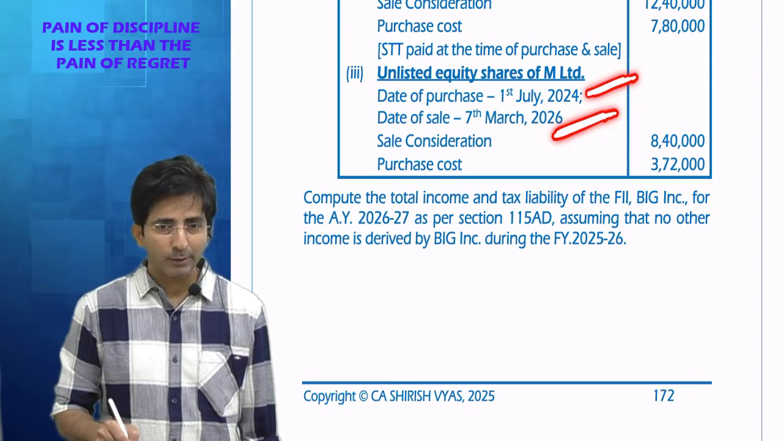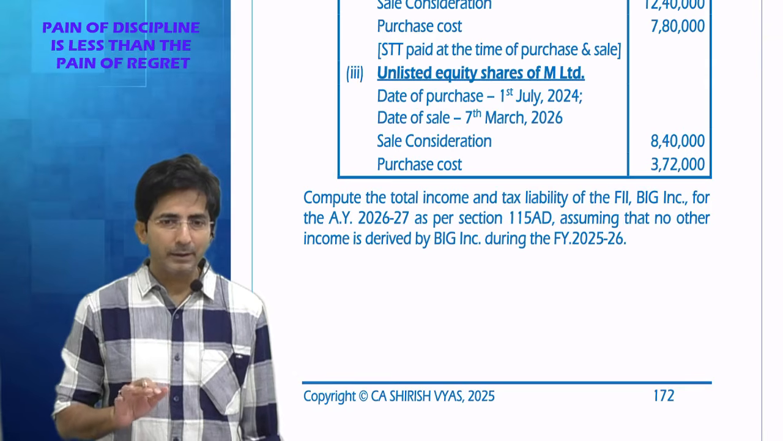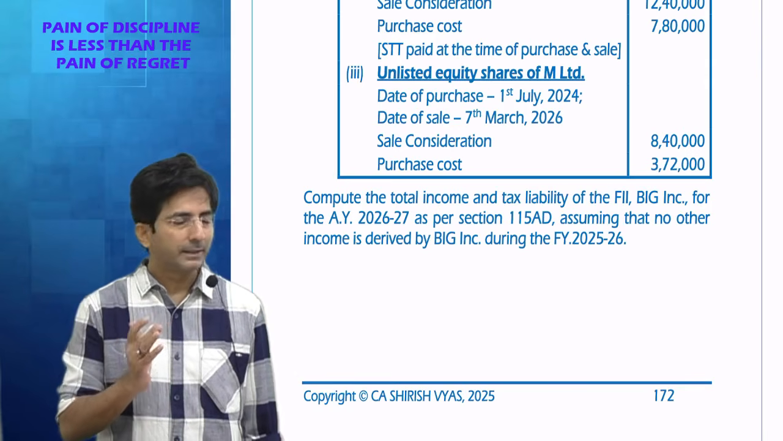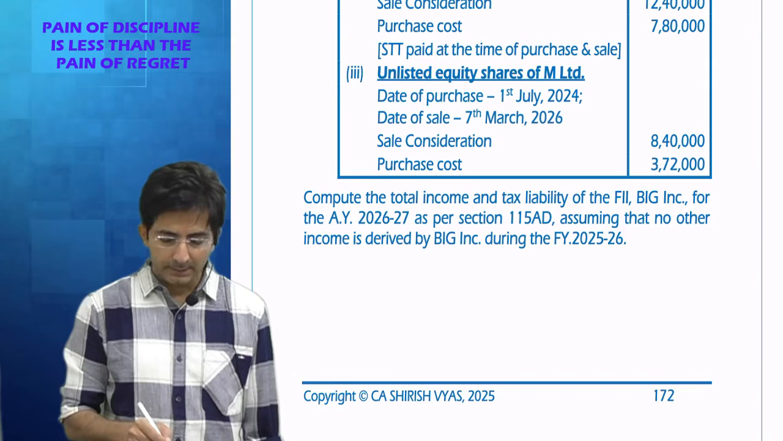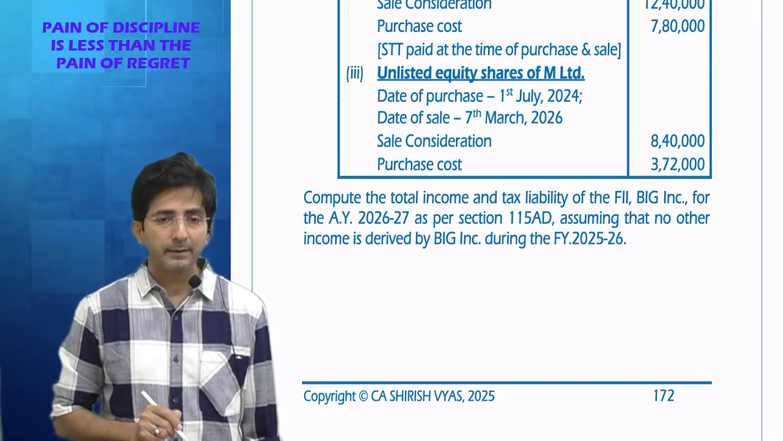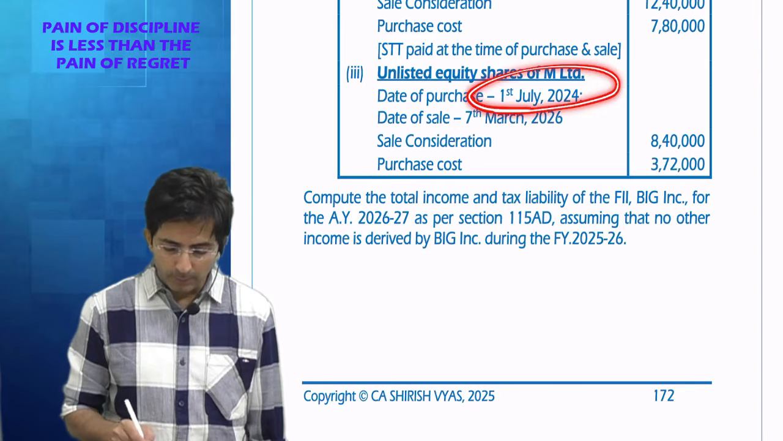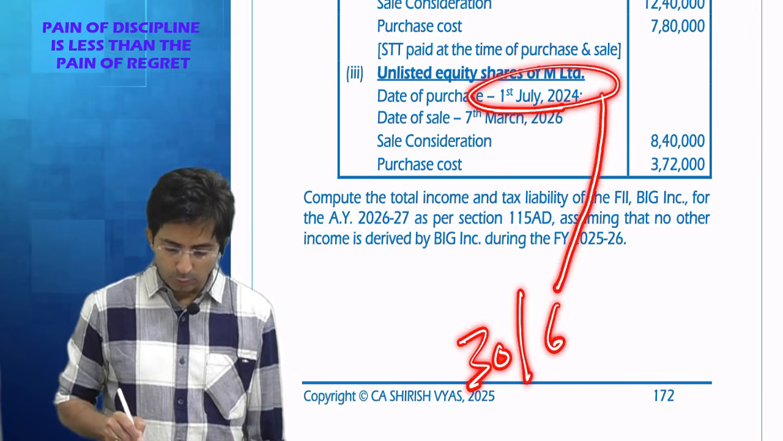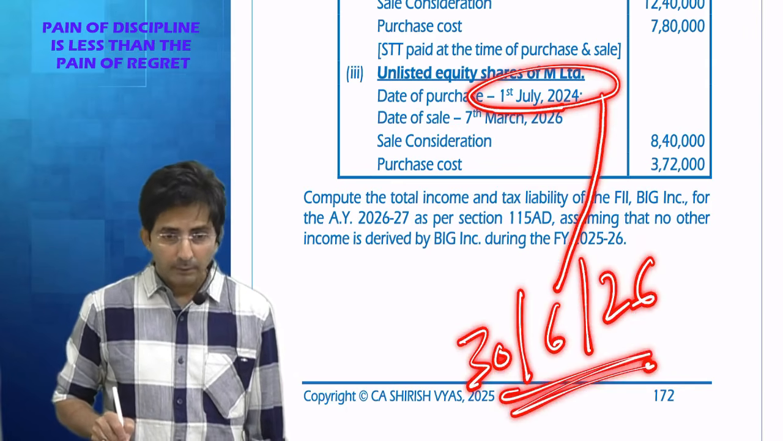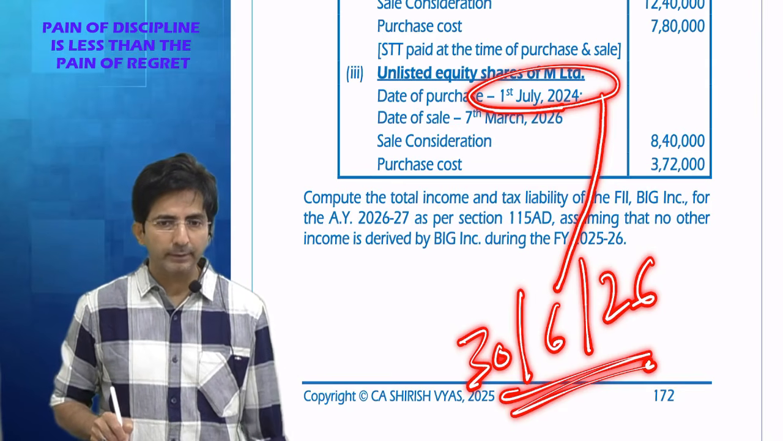You know why I said 2 years? You forgot capital gain, na? In capital gain, the 1 year rule applies only if it is a listed security. Is it listed or unlisted? Unlisted. So for unlisted, the rule is not 1 year, it is 2 years. And from the date of purchase, when will 2 years expire? 30th June 26. Till 30th June 26, 2 years are still running.